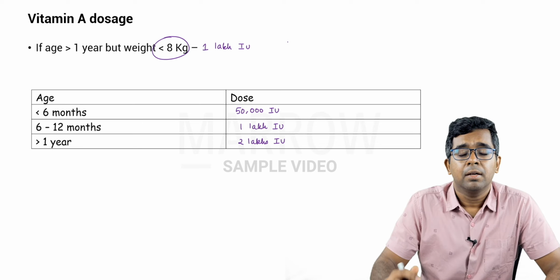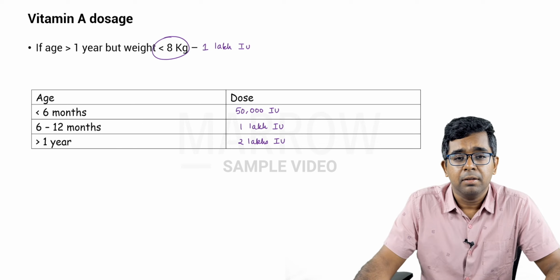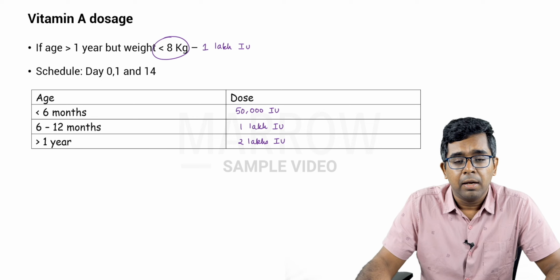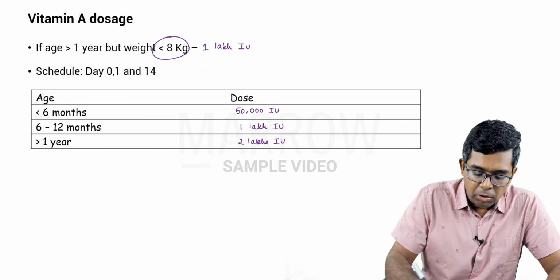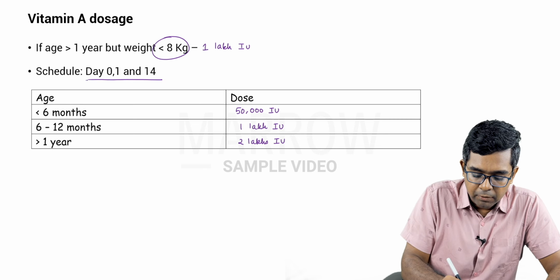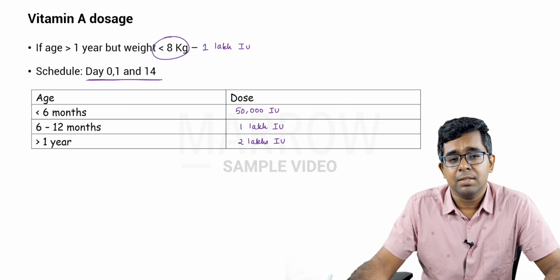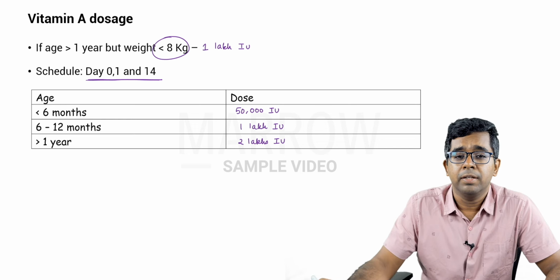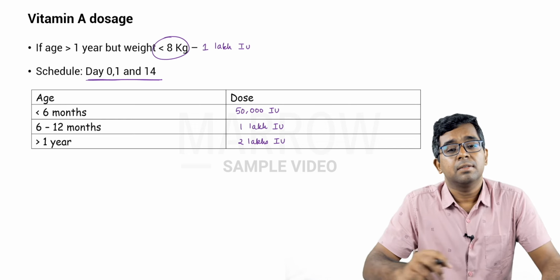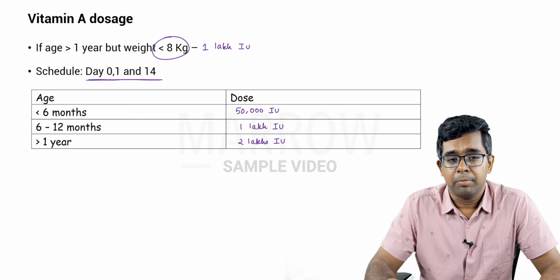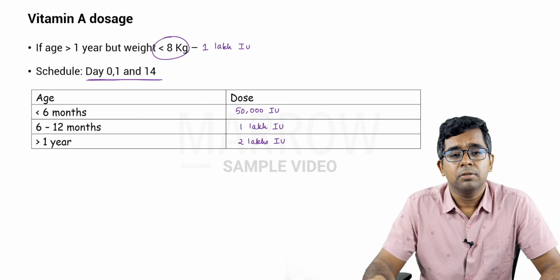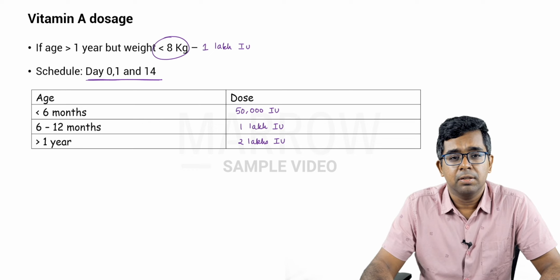Okay, right? And the schedule for vitamin A treatment goes like this. You have to give the same dose as a 3-dose schedule, on day 0, 1, and 14. Day 0 means on the day of admission. Day 1 is the next day, and 14 is 2 weeks later. This is the schedule of vitamin A treatment, and with that will be the completion of micronutrient deficiency disorders in children.